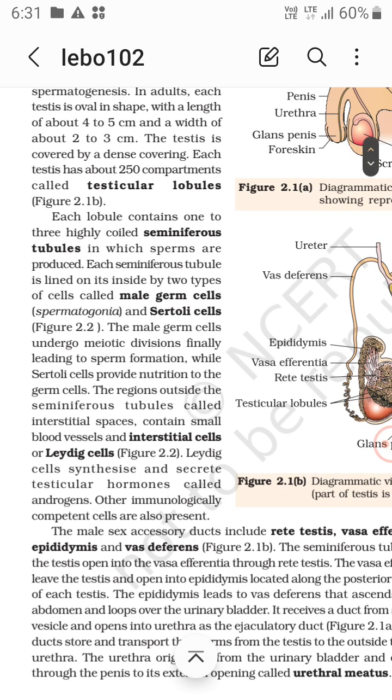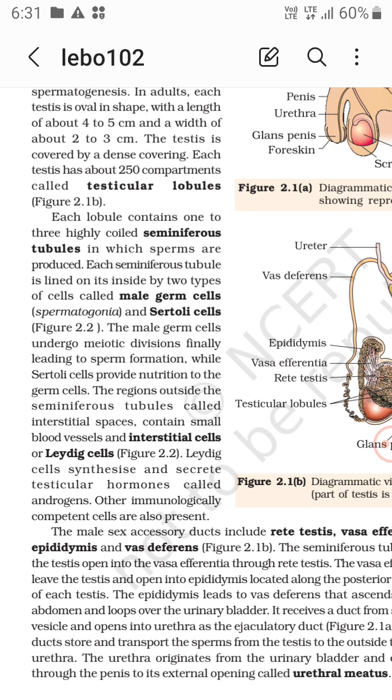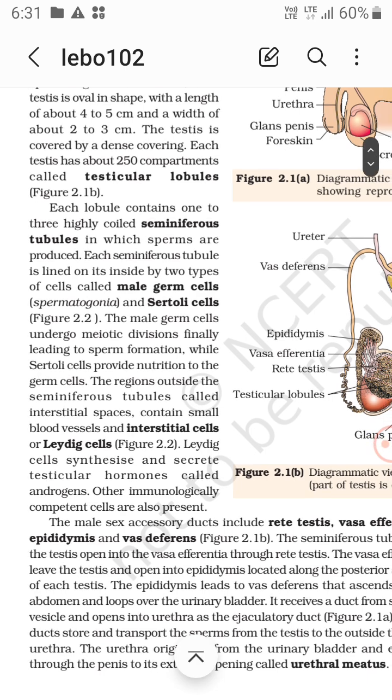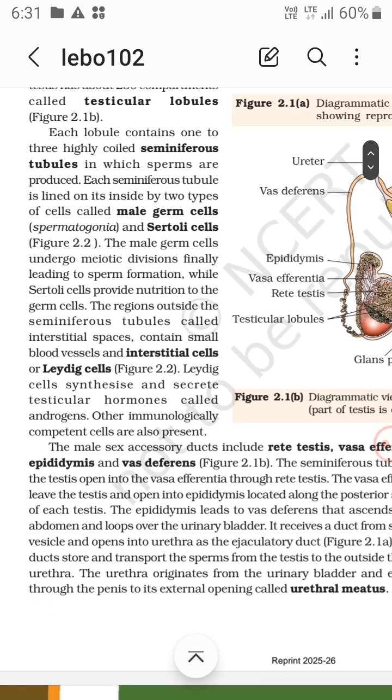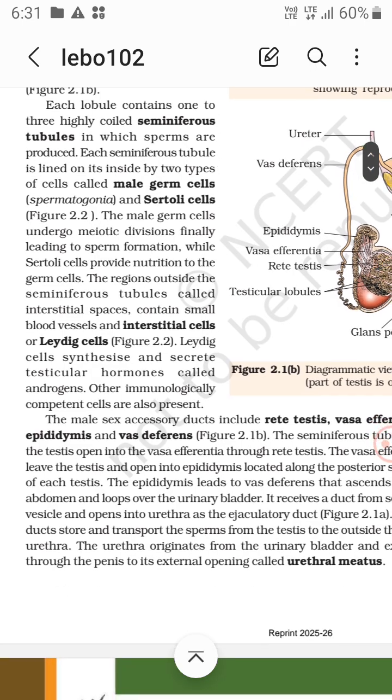So this is the interstitial space. It contains small blood vessels and interstitial cells or Leydig cells. Leydig cells synthesize and secrete testicular hormones called androgens. Other immunologically competent cells are also present there.